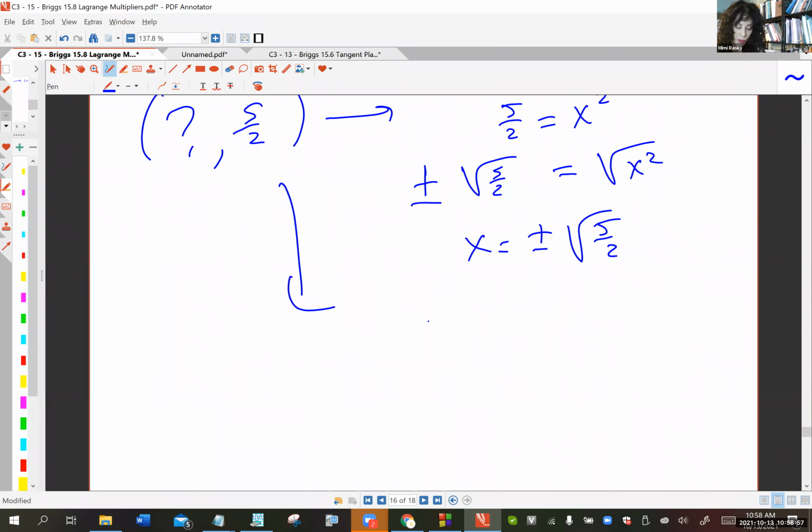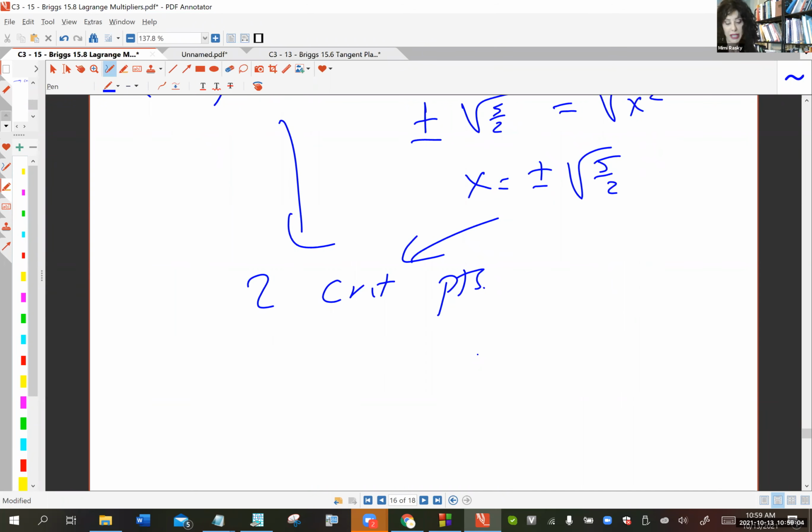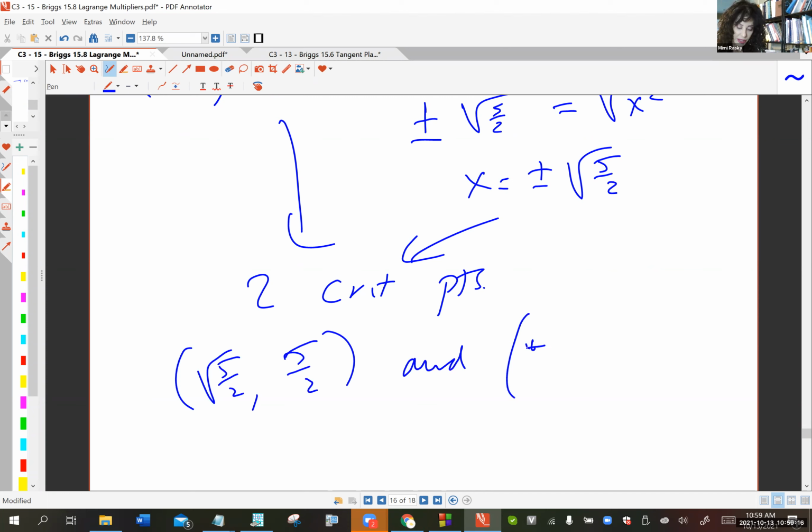We have two critical points, and they're both equivalent, essentially. It's not like one gives a max and one gives a min. Not this time. Sometimes some Lagrange problems do give you a max and a min, but other times they may just give you a max, and other times they may just give you a min. And in this particular case, both of these points give a min only, minimum distance. Okay?